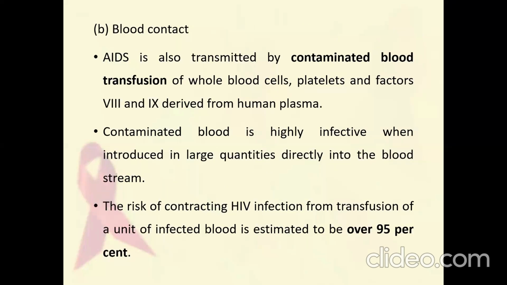The second mode of transmission is blood contact. AIDS is also transmitted by contaminated blood transfusion of whole blood cells, platelets, and factor 8 and 9, which are derived from human plasma.